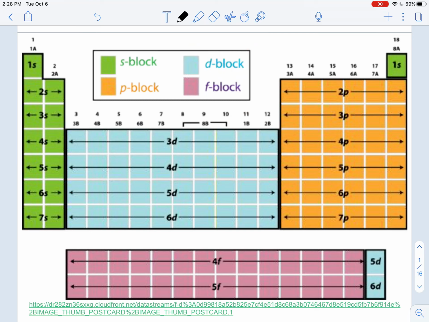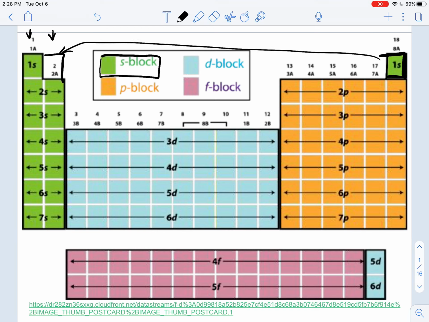So we're going to label the S block, which are these green elements. The S block are the alkali metals, the alkaline earth metals, and all the way over here, helium would fit into this little spot that is here. All right, so those elements are all part of the S block.